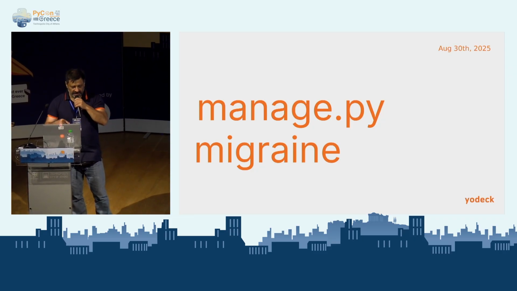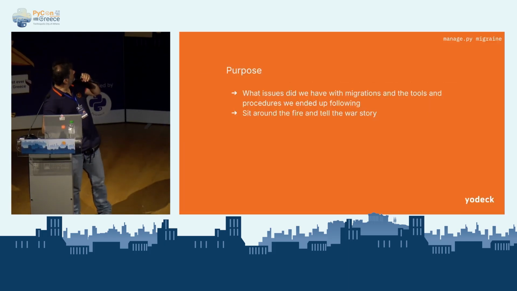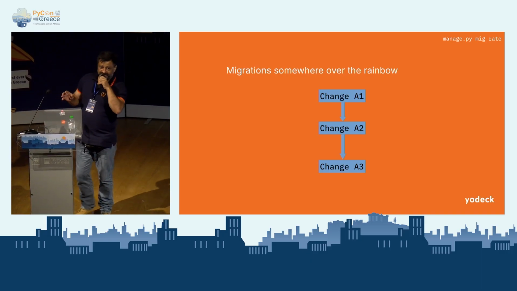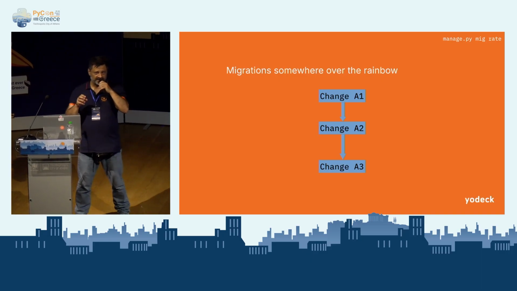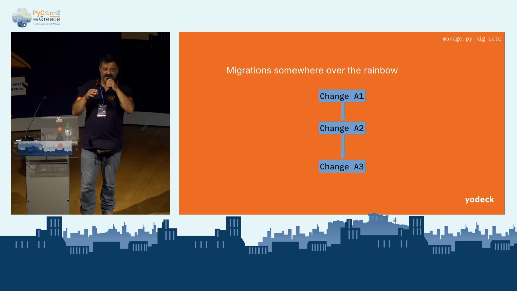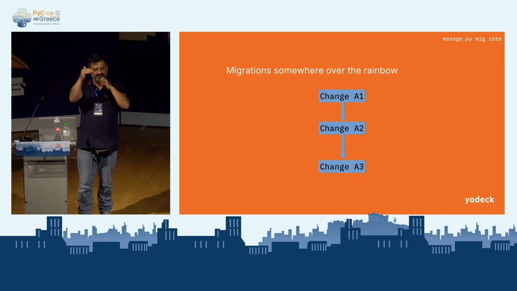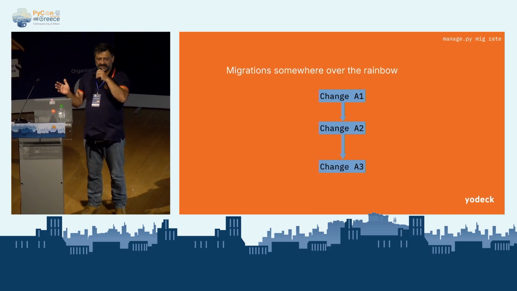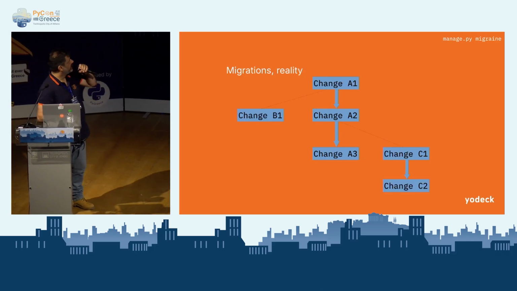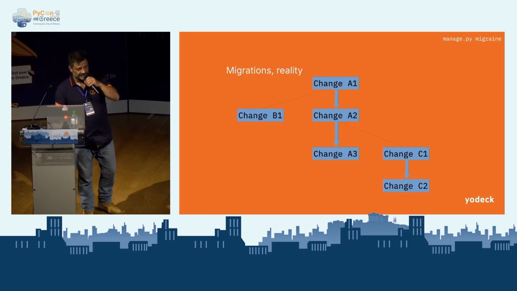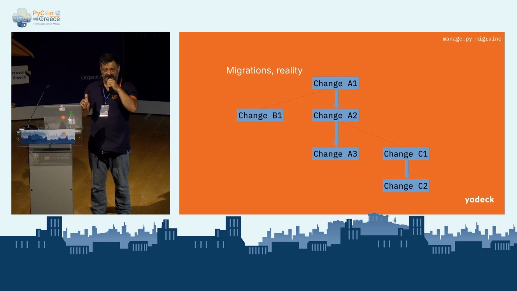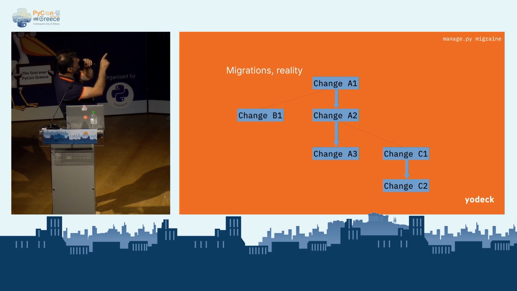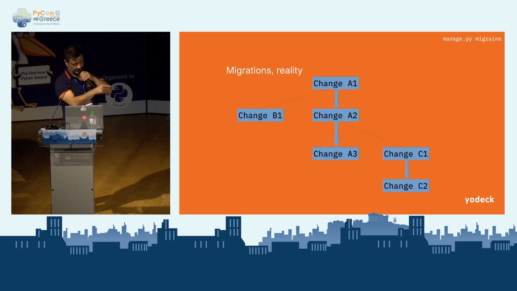So you have your code and the changes to the database that go with it. If everything was perfect, then you would have a straight line from the past to the future, and you could go back to any point whenever you want. However, we have branches. We have things that work in parallel.